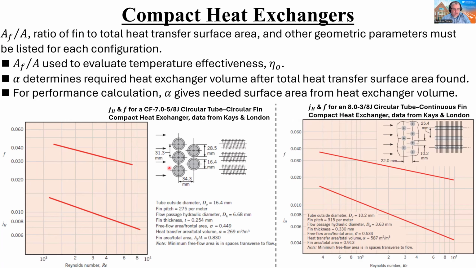So you can see here, this is actually one of these Colburn J factor charts, and they're giving the separation distance and the diameters of the tubes and the fins, right? So AF over A is used to evaluate the temperature effectiveness, which we saw when we did fins, eta naught. Alpha determines the required heat exchanger volume after the total heat transfer area is found, right?